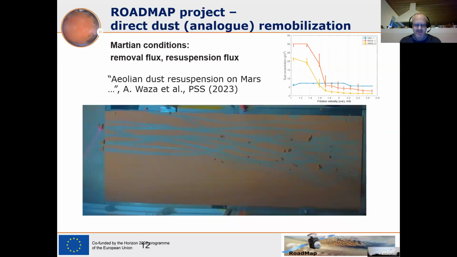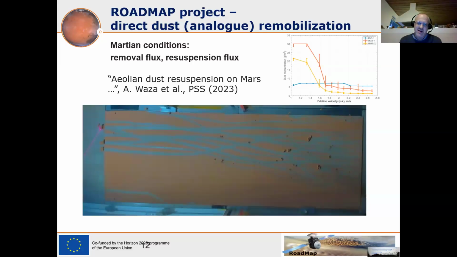So this is a movie. What you're looking at here is from above, you're looking at about a 1 meter section of our wind tunnel. It's essentially a glued sand bed, so an immobile sand bed with a very thick layer of dust on it. And then we're blowing with wind from right to left, while also using our opacity sensor system to measure dust resuspension.